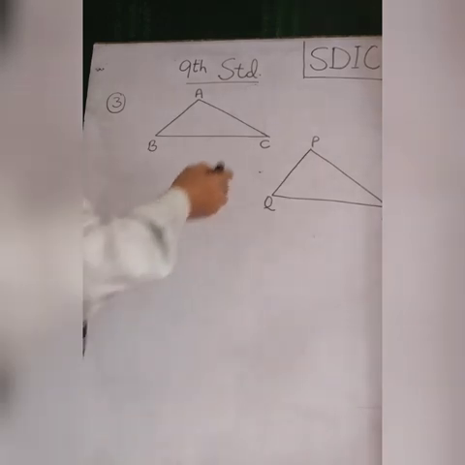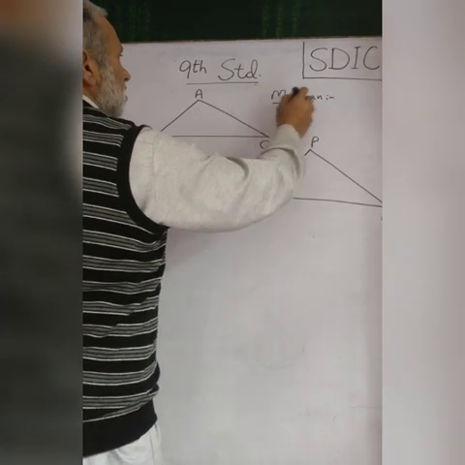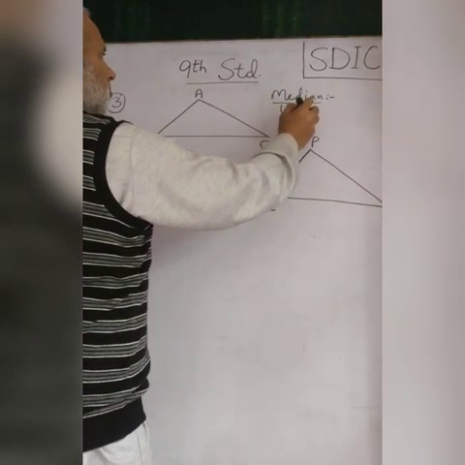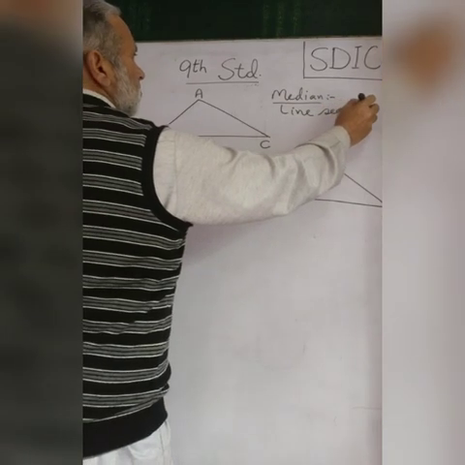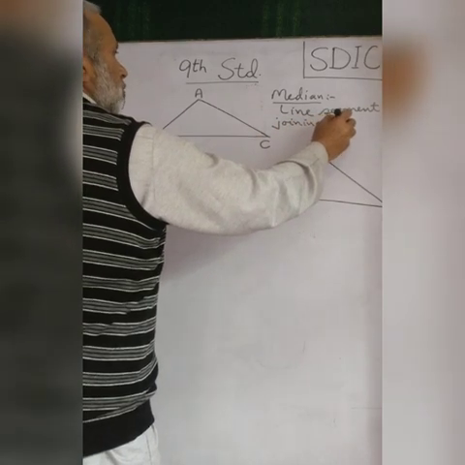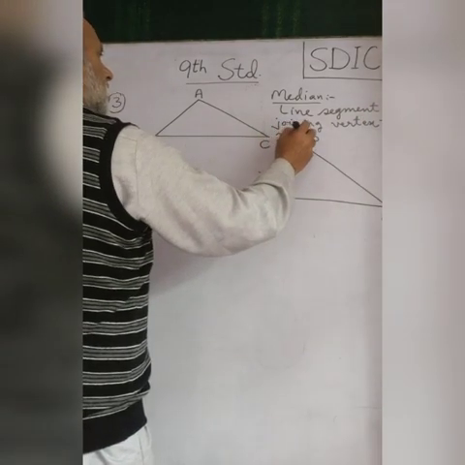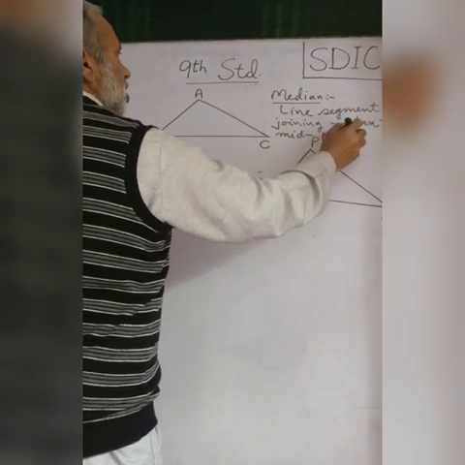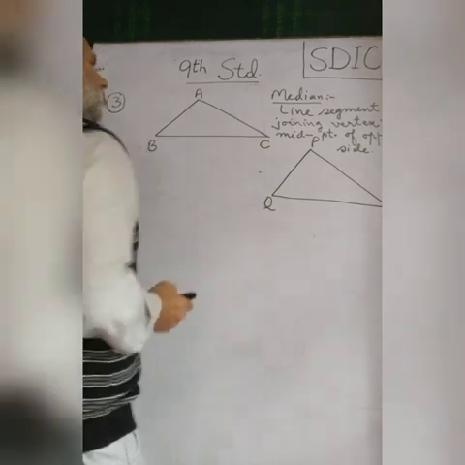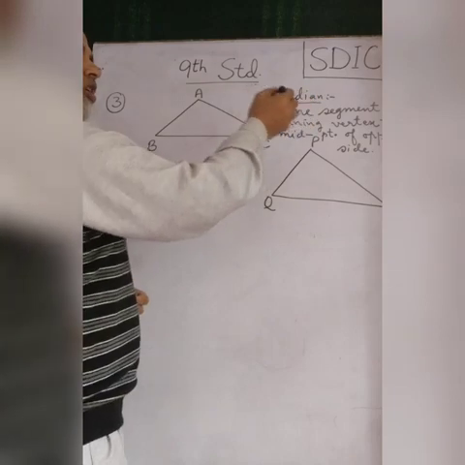By median you have read, we mean median. You can note down the definition of median somewhere on your copy. It is the line segment joining vertex to midpoint of opposite side in the triangle. That is called as median. Vertex is joined to the midpoint of opposite side.